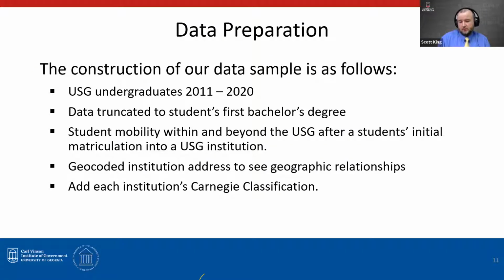Some of the work that we do within our partnership between the USG and the CVIOG is geocoding of institutions. So we do a lot of that for some of our other applications and tools and offerings within our portal. We utilized some of that information, pulled it into this app, and joined it with this National Student Clearinghouse data to see geographic relationships between these institutions where possible. And in addition to that, we use some of the other data from the National Center for Education Statistics to classify institutions based on their Carnegie classification.